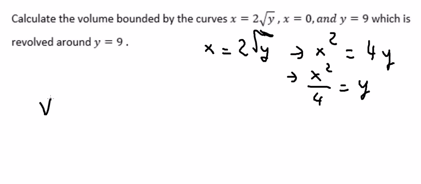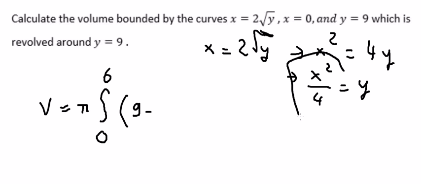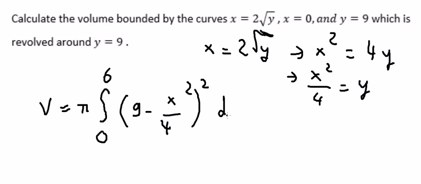And now the volume should be from b, and we have the integral from 0 to number 6, because we put number 9 in here. So you got about the value of s, that's about number 6, because they revolve around this one. So we got about 9 minus this one to the power of 2 ds.